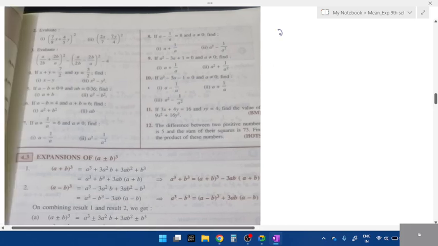Look at the seventh question, Alia. Only the first exercise is tough. Second, third, all those are easy. a plus 1 by a is equal to how much? 6. What do we need to find? a minus 1 by a and a square.